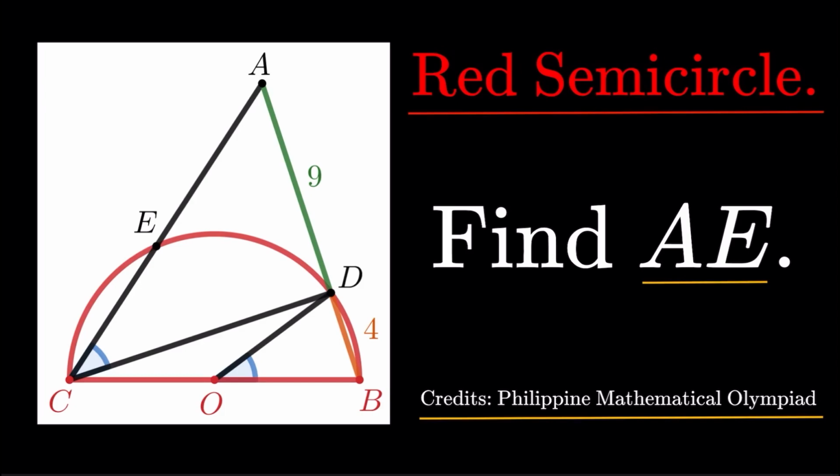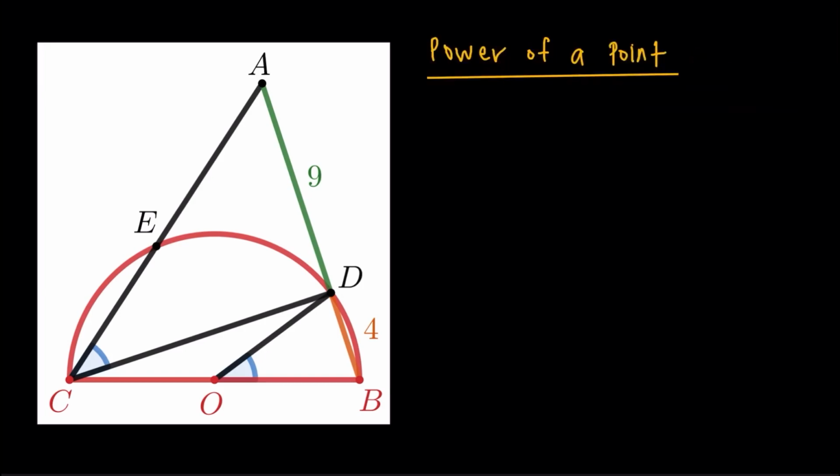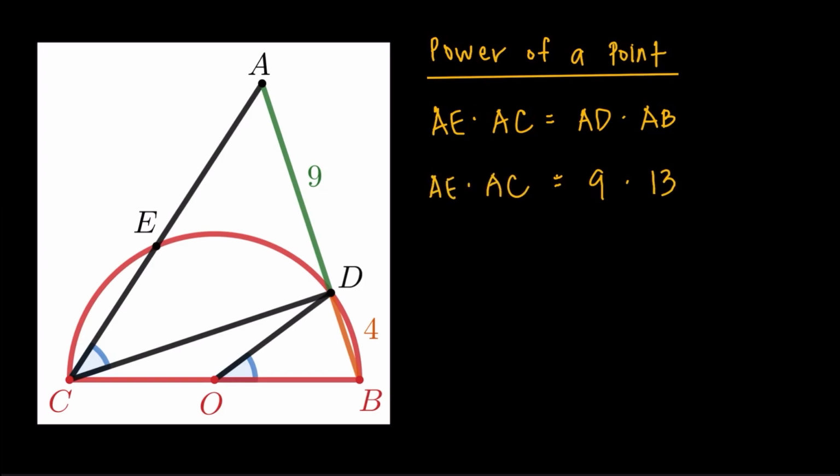Okay, so here we have a geometry question. Now, I think one of the primary observations would be that we would be able to use the power of a point. Now, we want to find AE, and it's pretty nice that AE is involved in the power of a point here because AC and AB are secants. Now, by the power of a point, we should have AE times AC, and that's going to be equal to AD times AB. Now, AD is 9, and then AB, the entire thing is 9 plus 4, which is 13. So we do know that AE times AC is 9 times 13.